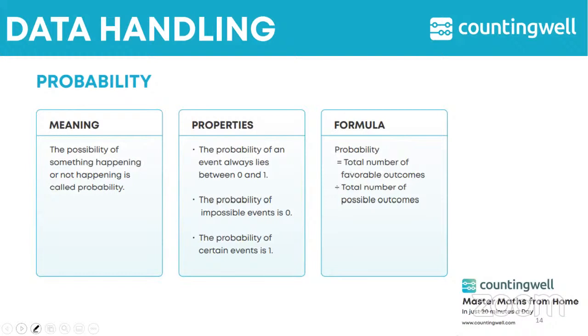For example, in case of tossing a coin having sides, head and tail, if we toss that coin, either we will get head or we will get tail. So the probability of getting head is 0.5, whereas probability of getting a tail is also 0.5. So we say there are 50% chances of getting head or 50% chances of getting tail. So this is what we have in the second and third property.